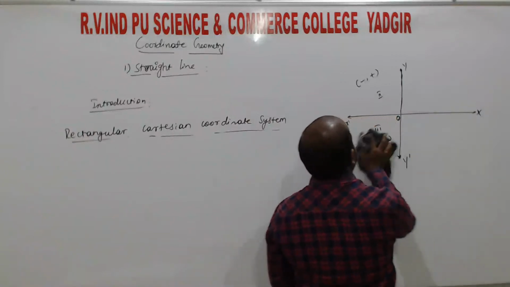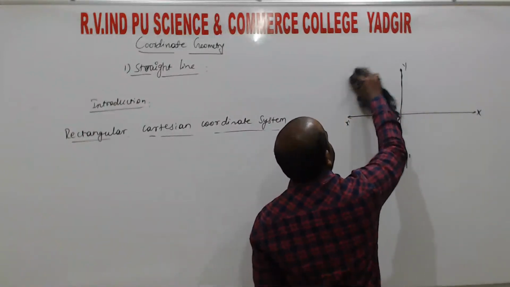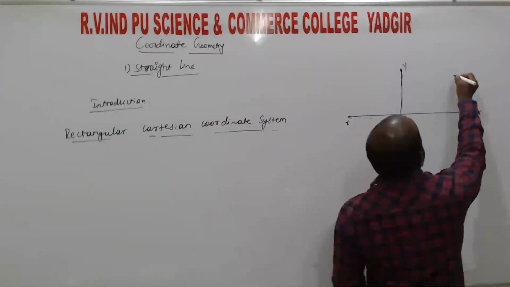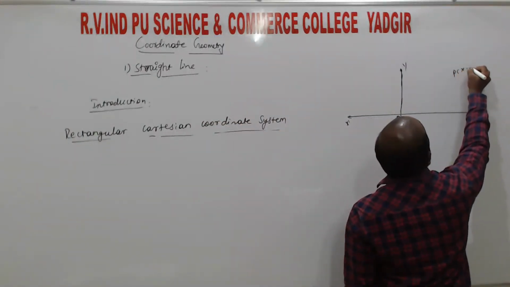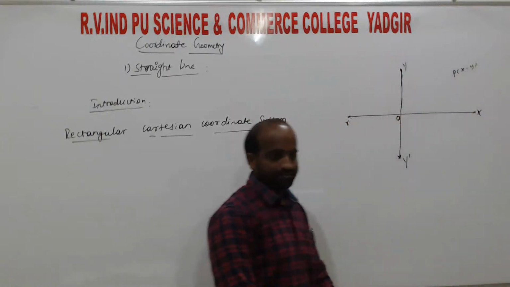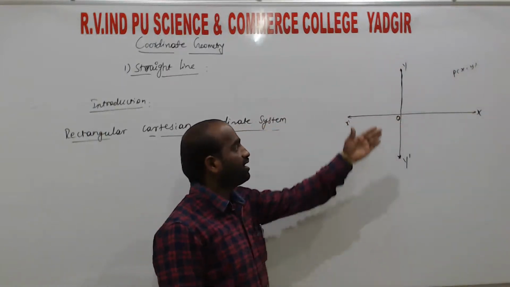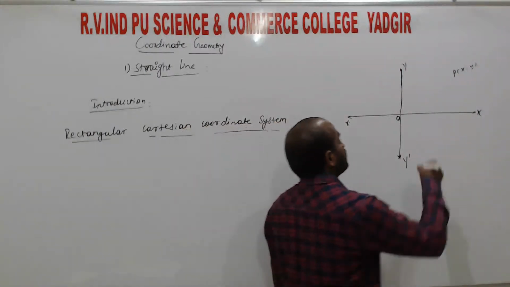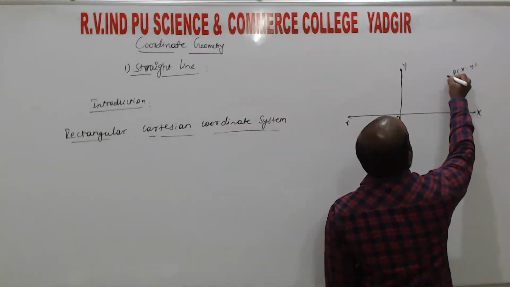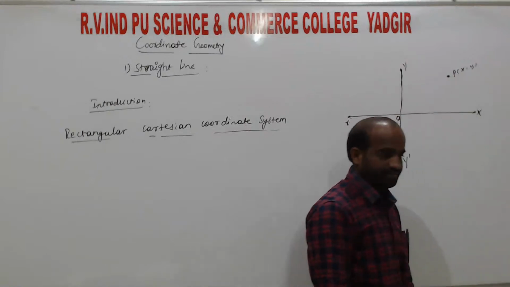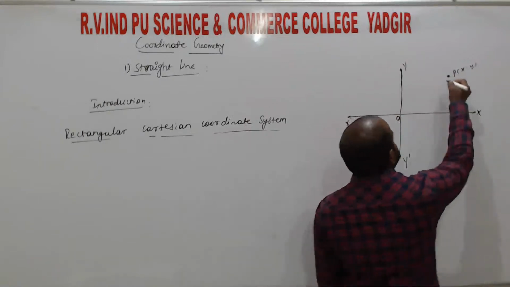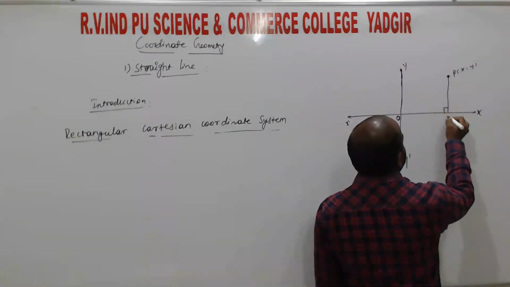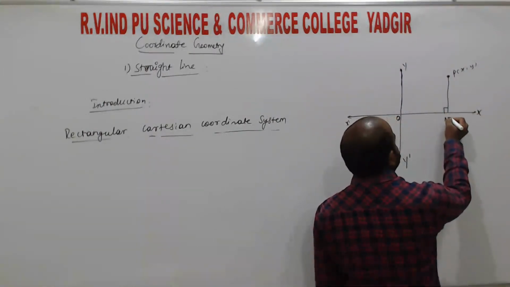Next, we'll draw. Let P of x comma y be any point in this coordinate plane. This point is what? x comma y.